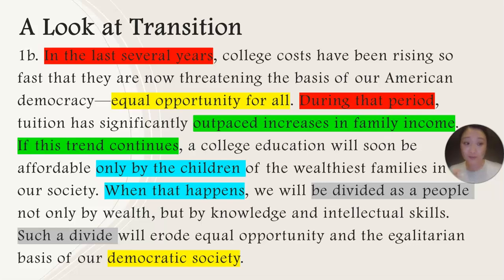None of these sentences can really move around, right? If we take a look here, during that period ties it to this sentence here. If this trend continues, this little phrase ties this new sentence to the previous one. When that happens, this connects this new sentence to the previous one before that. And then such a divide, again, this phrase tacks it on so that it makes sense following the sentence that preceded it. That is what it means to have transitions in your essay. This is what it means when we have good flow in the paper, as in flow of information.